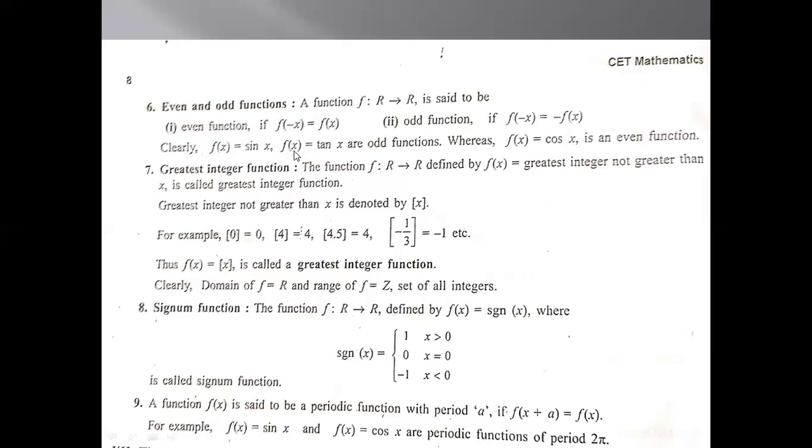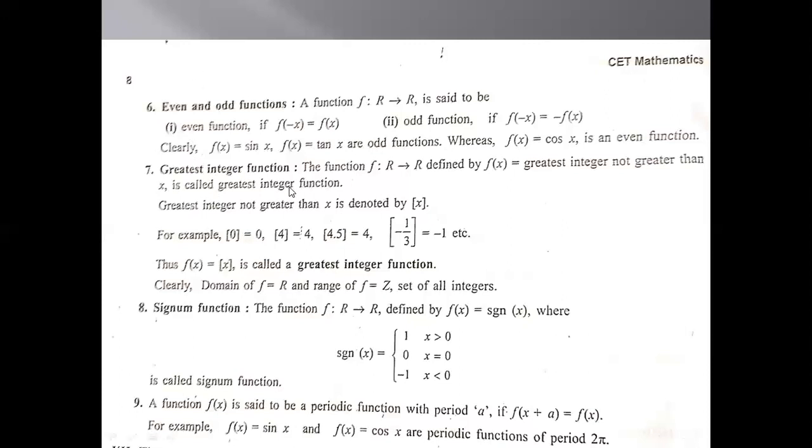F of x is equal to tan x. If you put minus x in place of x, f of minus x is equal to tan of minus x, that is nothing but minus tan x. You will get a negative sign. Hence, it is also an odd function. If you observe f of x is equal to cos x, if you place minus x in place of x, f of minus x is equal to cos of minus x, which is plus cos x. Because of the positive trigonometric ratio, this is known as an even function. F of x is equal to cos x is an even function. Whereas cot x is also an odd function, secant x is an even function, and cosec x is also an odd function.